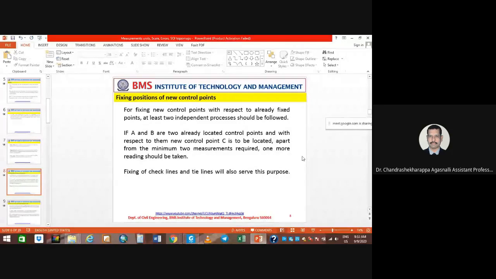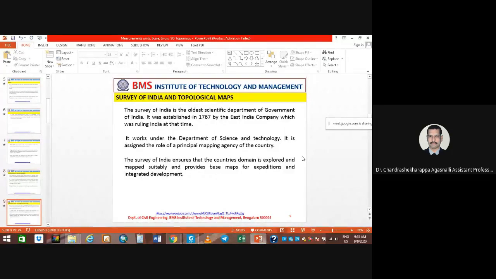The next one is the Survey of India and topographical maps. You understand what the scale is, what the measurement is, and what the requirements are, and you need to take care when you are doing the survey and when you are going to plot it on paper, whether it is A4 size, A3 size, or A0 size.